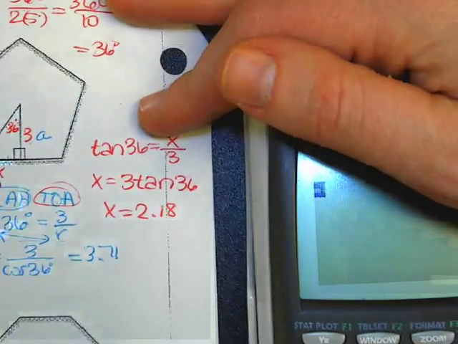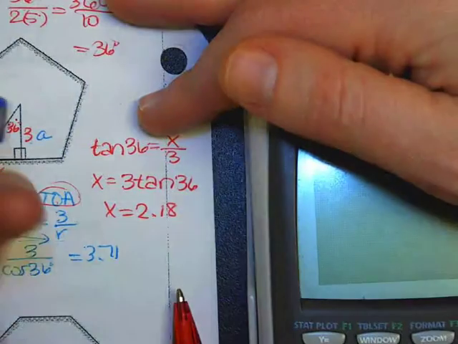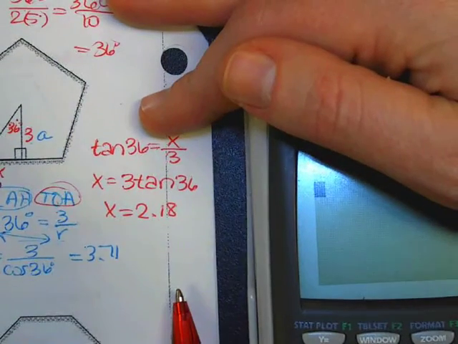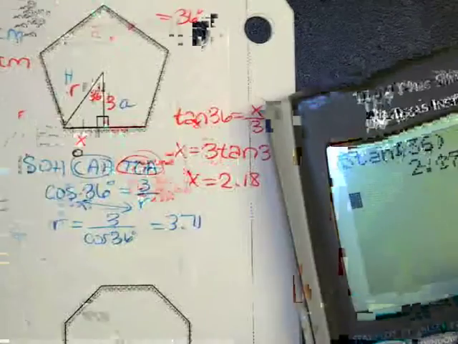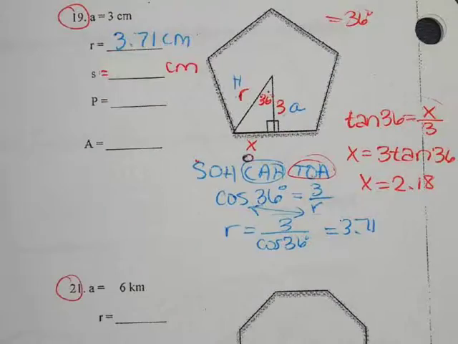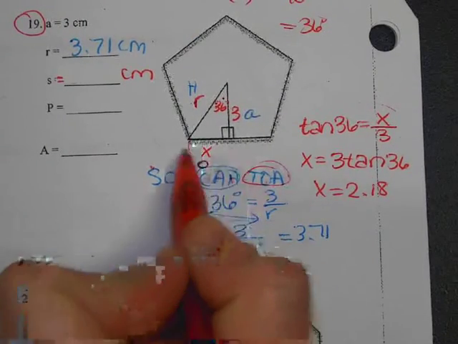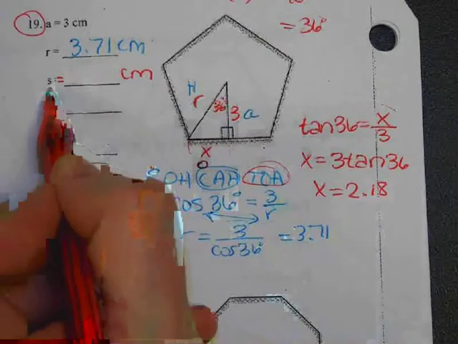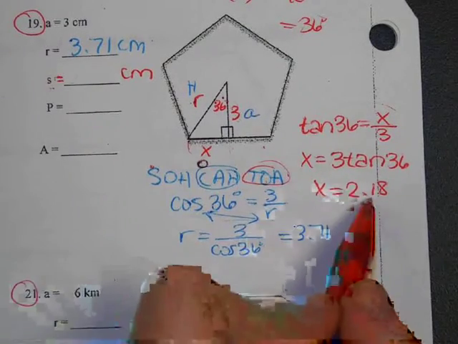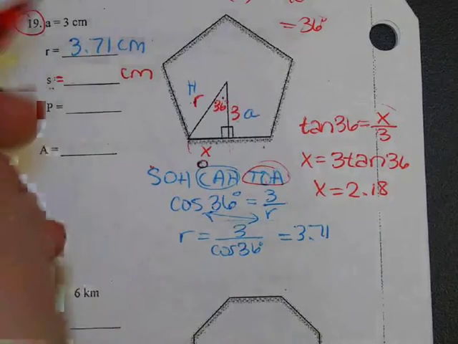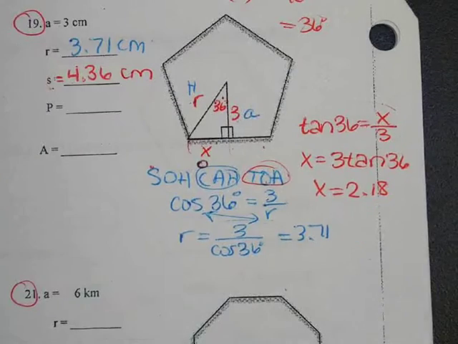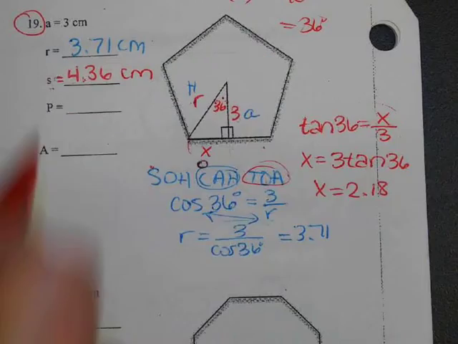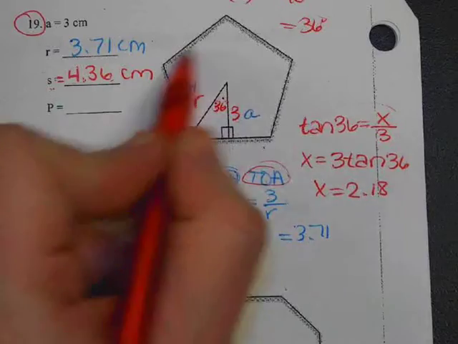2.18, and then it's centimeters. Before we go any further, that is my half side length. Okay, if my half side length is 2.18, I need to double it to get the full S. So 2.18 times 2 is where I get this number, and that's going to be 4.36 centimeters.